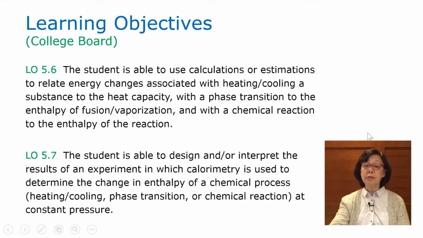The student is able to use calculations to relate energy change associated with heating or cooling a substance to the heat capacity, with a phase transition to the enthalpy of fusion and vaporization, and with a chemical reaction to the enthalpy of the reaction. Students can also design and interpret the results of an experiment in which calorimetry is used to determine change in enthalpy of a chemical reaction at constant pressure.